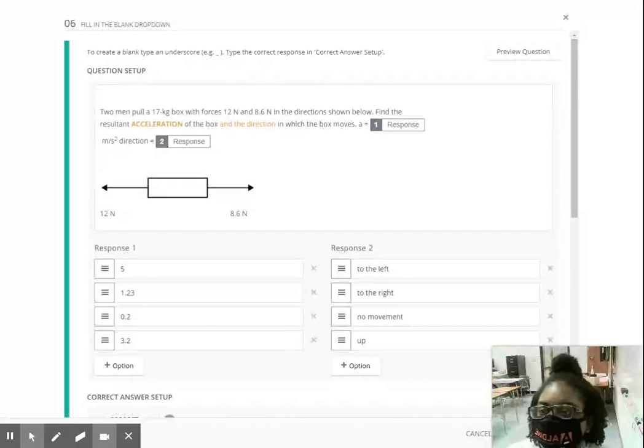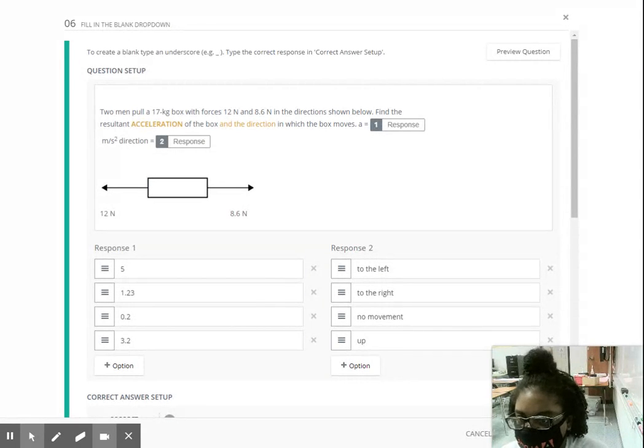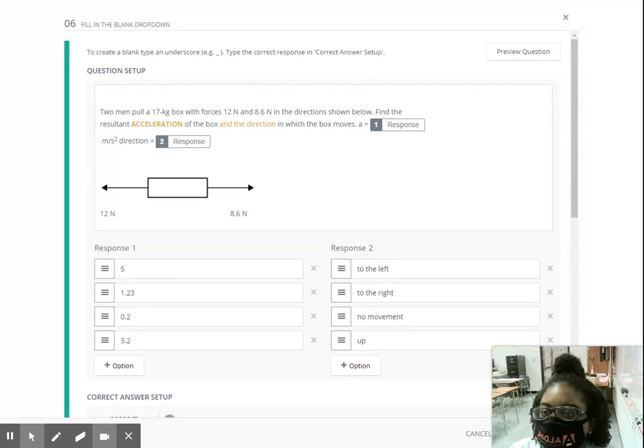We have two men that pull a 17-kilogram box with forces of 12 newtons going in one direction and 8.6 newtons going in the opposite direction, as shown in the picture. We need to find the acceleration of the box and also the direction that it's going to move. Well, the easiest one to determine is the direction that the box is going to move. Which one is the bigger force? 12 newtons, and that's going to the left. So your response to number 2 is going to be to the left.